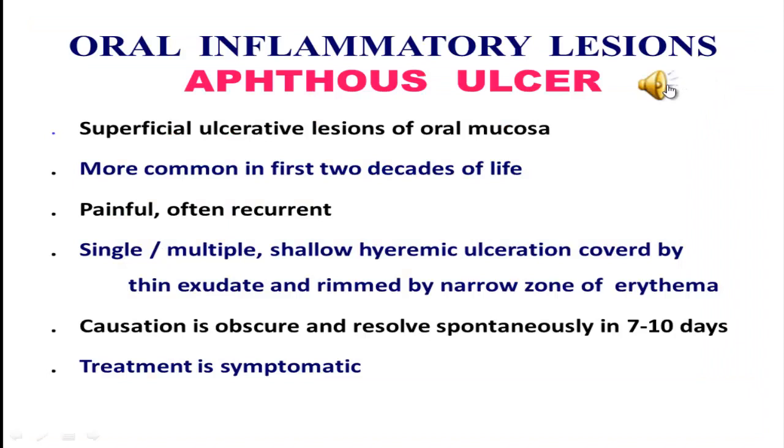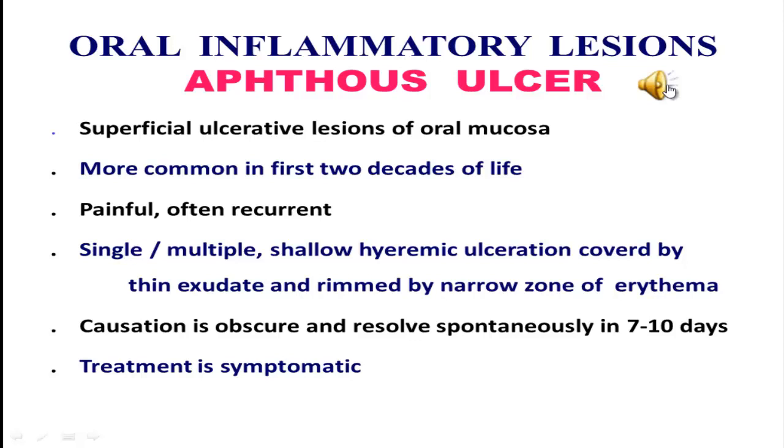In the oral inflammatory lesions, we will briefly discuss aphthous ulcers, herpes simplex viral infection, and oral candidiasis. Now, aphthous ulcers are extremely common superficial ulcerative lesions of the oral mucosa. They are more common in the first 2 decades of life. Aphthous ulcers are painful, often recurrent, and tend to be prevalent in certain families.